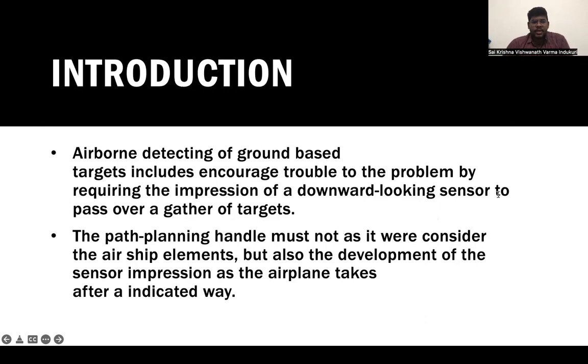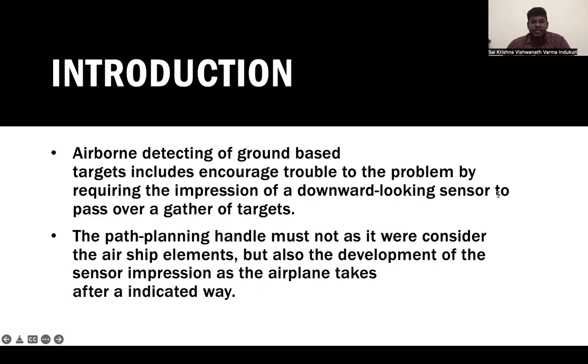So path planning is a basic activity for mobile autonomous vehicles. So for autonomous fixed wing aircraft, the path planning problem is especially difficult since the dynamic limitations of the aircraft, such as minimum turning radius, must be considered during the path planning process. So aerial sensing of ground-based targets adds further difficulty to the problem by requiring the footprint of a downward looking sensor to pass over a group of targets.